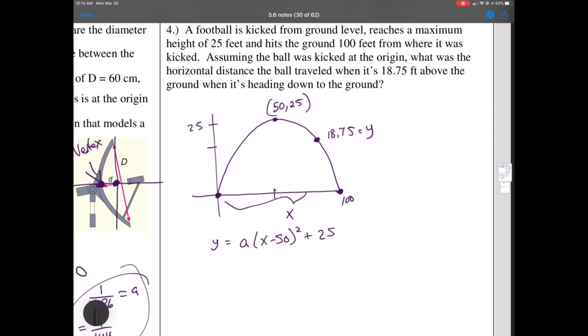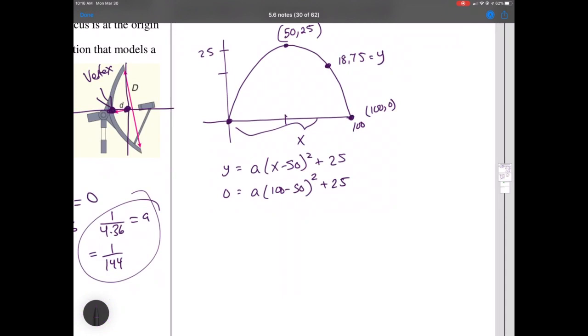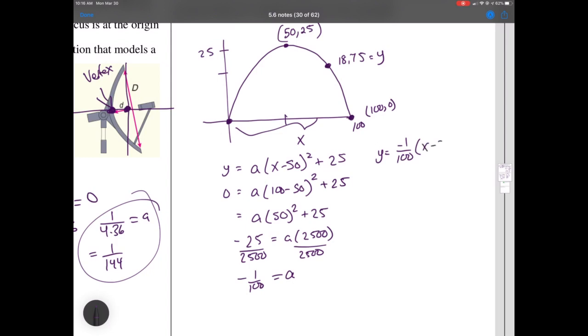All right, so I can find out what a is by plugging in a known value that I do have, which I'm going to plug in 100, 0. Just solve for a. So negative 25 equals a times 2500, divide by 2500, and a equals negative 1 over 100. So now I have y equals negative 1 over 100 times x minus 50 squared plus 25, and that's my equation of this parabola.